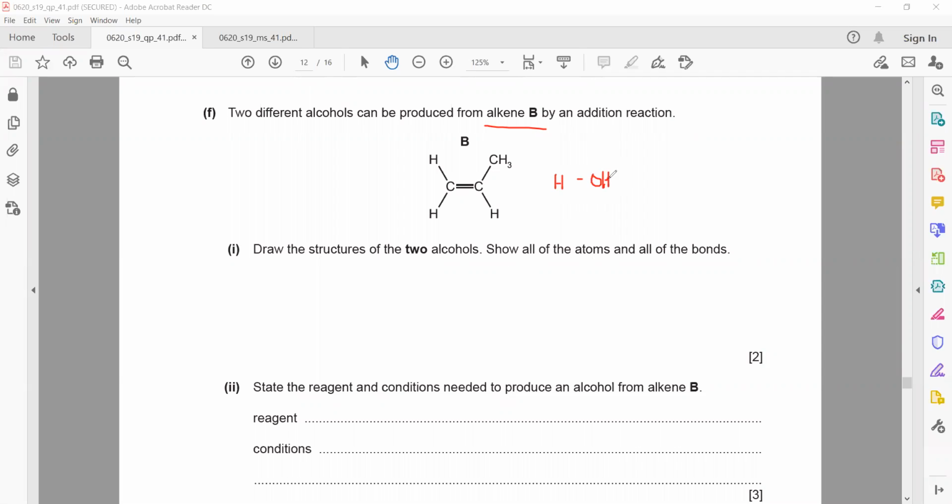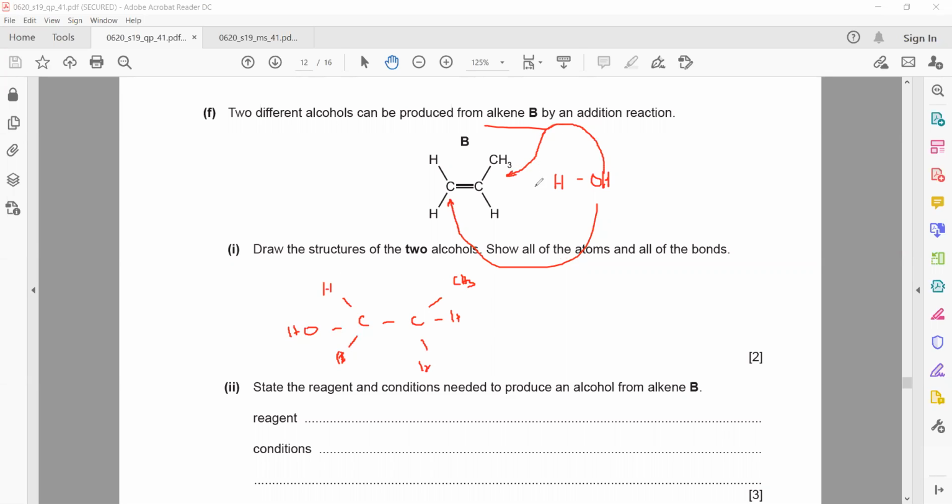The OH can be added to the first carbon. This is one possibility. If OH is added, the double bond will break and OH is added to the first one, and hydrogen is added to the second one. This is one alcohol, and we can also say it is propanol. Why propanol? Because there are 3 carbon atoms and OH is on the first carbon. That's why propanol.